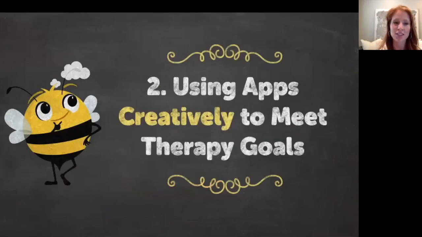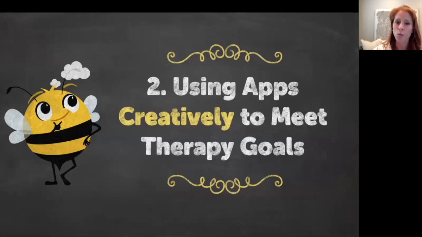Okay, so this is the fun part. We're going to start talking about how to take another look at the apps that you have and the goals that you're targeting with those apps. And I want you to think, as I'm showing you my ideas to adapt Articulation Station to meet language goals, as well as goals for articulation and intelligibility, about the apps that you are using and how you might be able to adapt them to meet other goals.